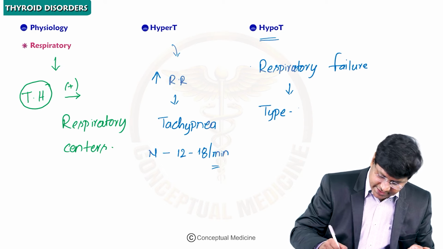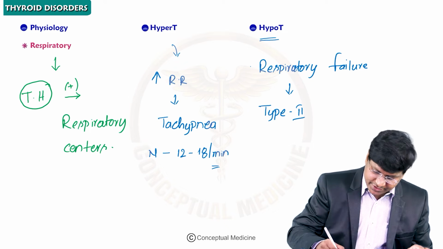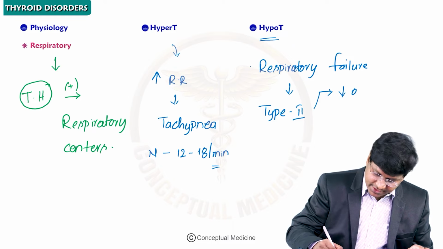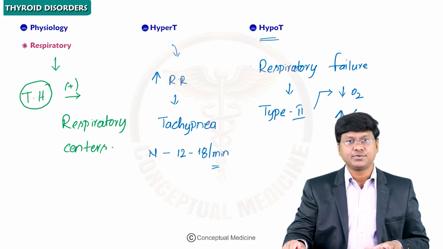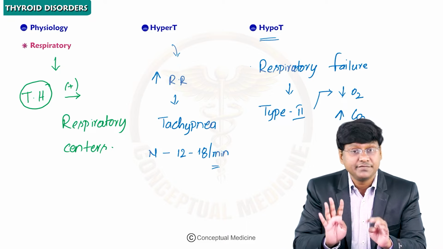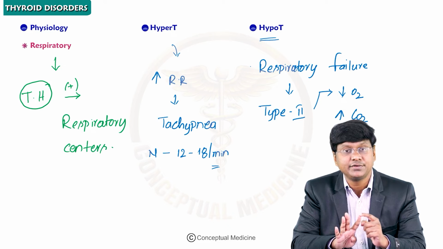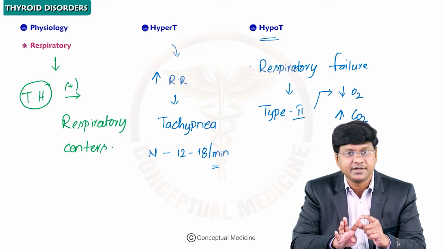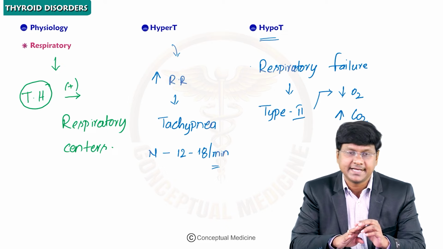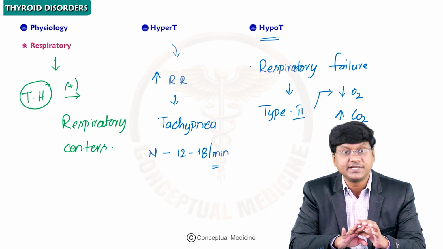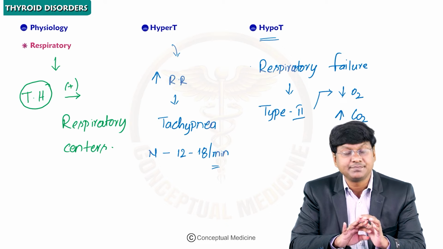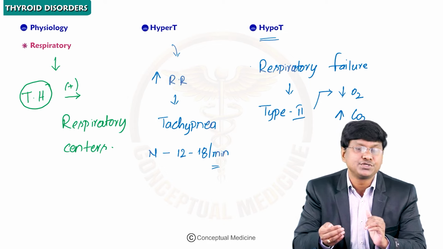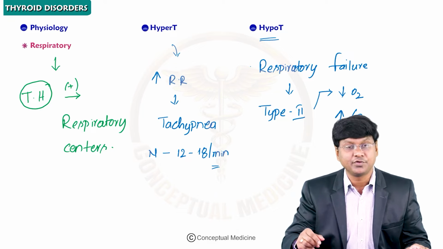Now, what do you understand by type 2 respiratory failure? In patients with type 2 respiratory failure, they have hypoxemia and hypercapnia. Actually, we have 4 types of respiratory failure. Type 1 is acute hypoxemia, but carbon dioxide levels may be normal or decreased. Type 2 is hypoxemia as well as hypercapnia. Type 3 respiratory failure is atelectasis. Then we have type 4 respiratory failure, which is due to hypoperfusion of the respiratory muscles.